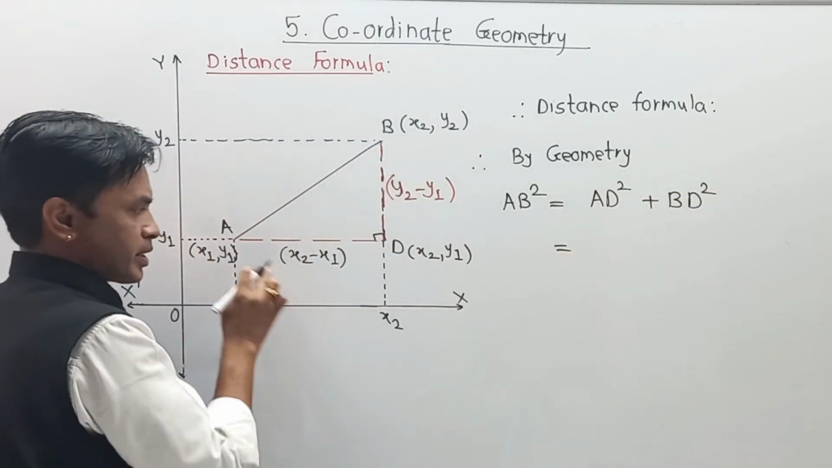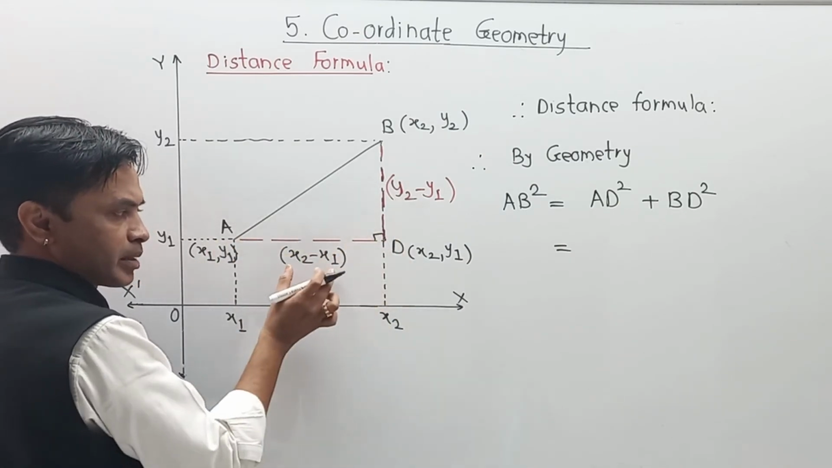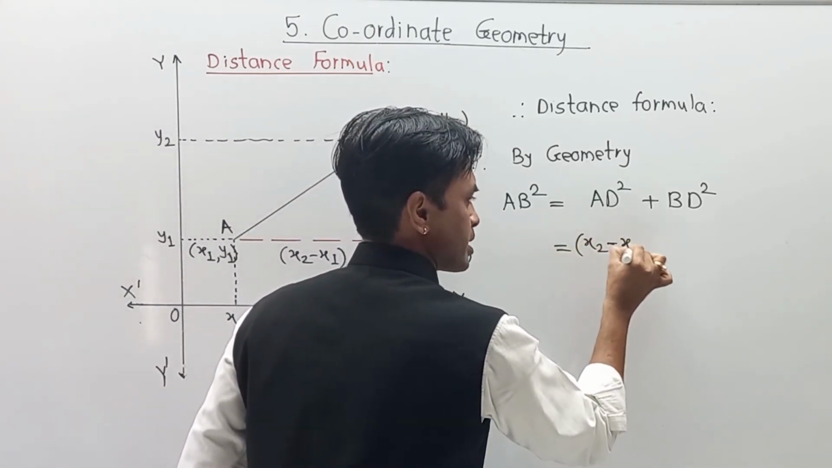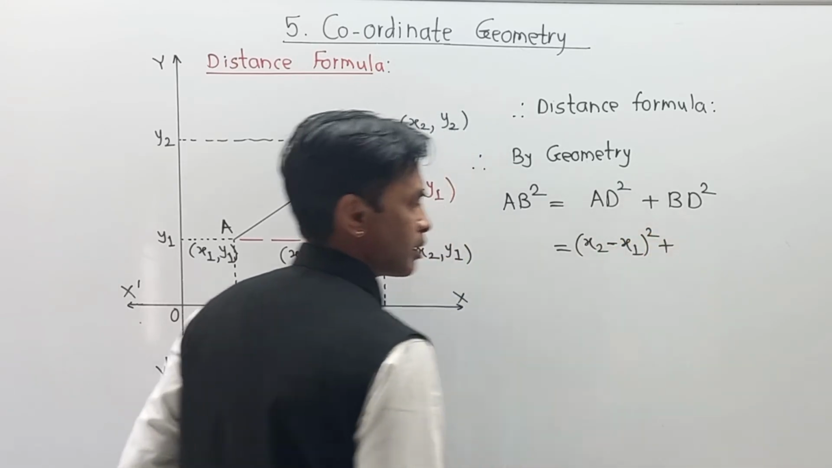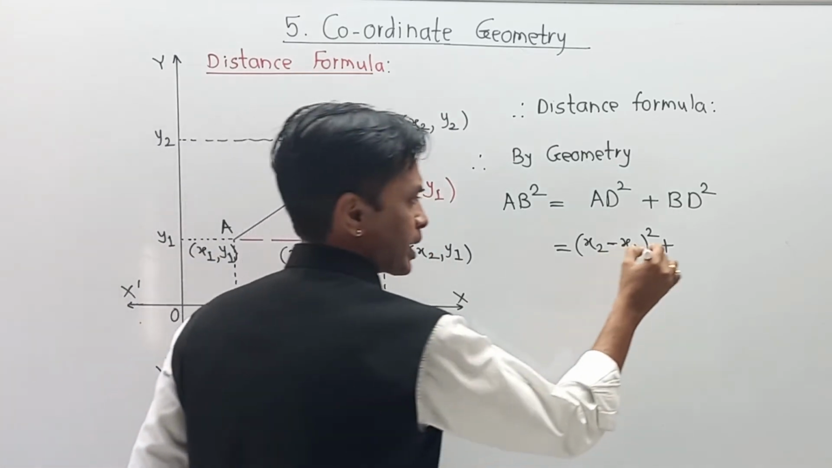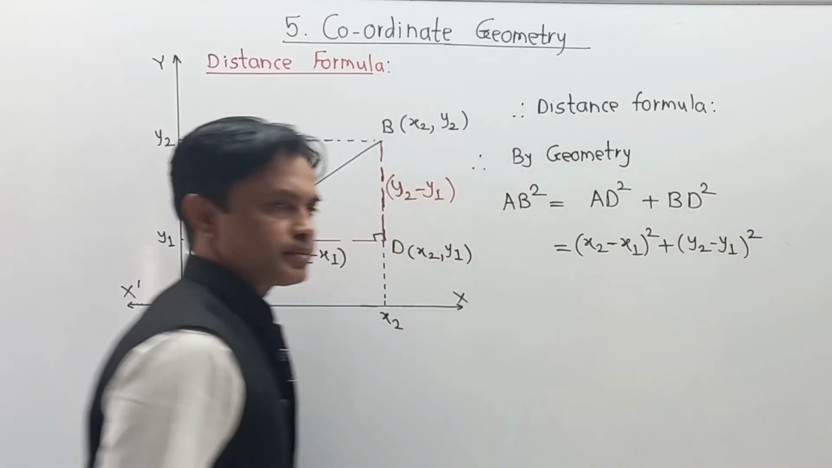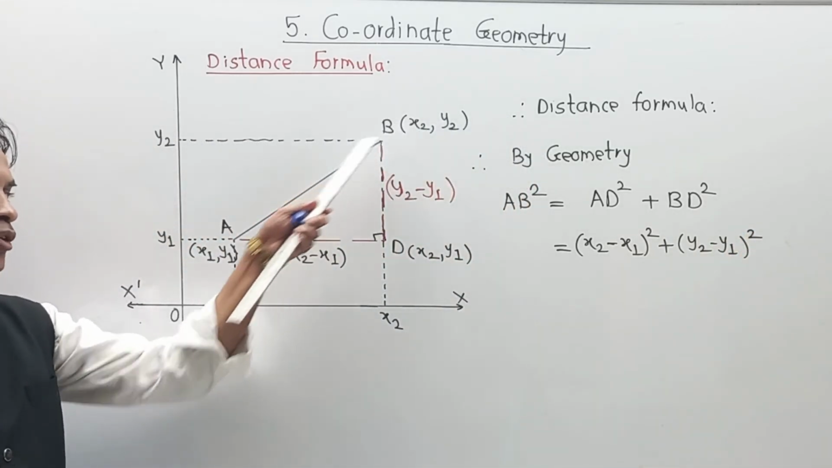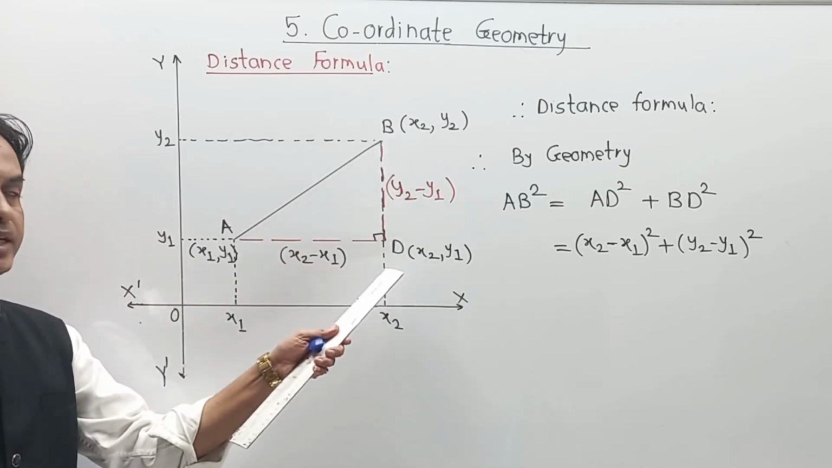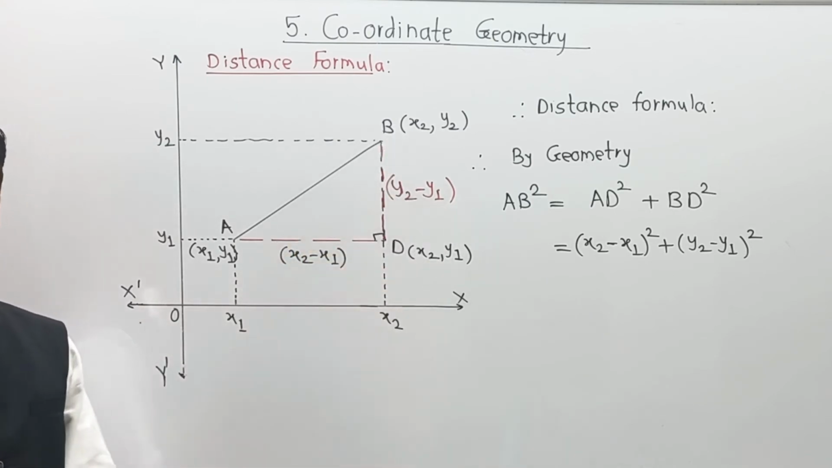Now what is the value of AD square? The value of AD square is (x2 minus x1) whole square. So I am writing (x2 minus x1) square plus BD square. BD square is nothing but (y2 minus y1) whole square. In this way, we are able to get the value of AB square, which is (x2 minus x1) square plus (y2 minus y1) square.